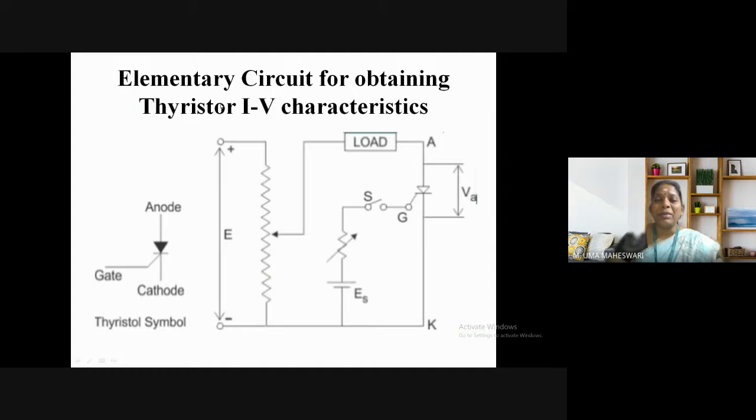And this is the elementary circuit for obtaining the IV characteristics. Here you can see the gate terminal, which is connected to the source voltage, represented as ES. The anode and cathode are connected to the external power supply through a load. The voltage across the SCR is represented as VA, and the current through the SCR is represented as IA. Now the gate terminal is open circuited, and the source connected is ES. So this is the circuit for obtaining the VI characteristics.